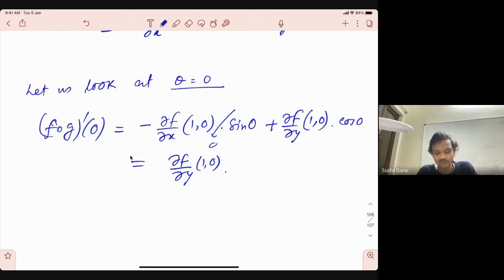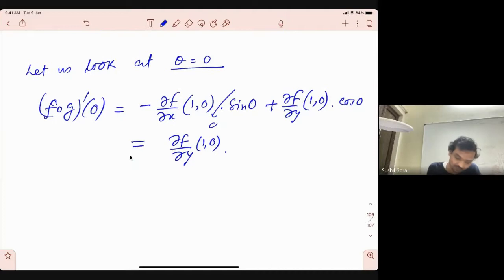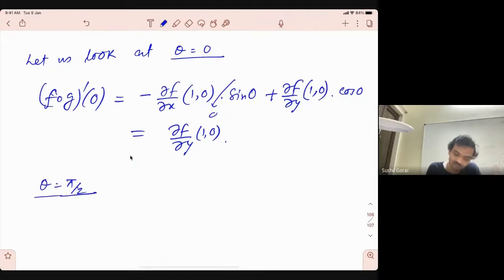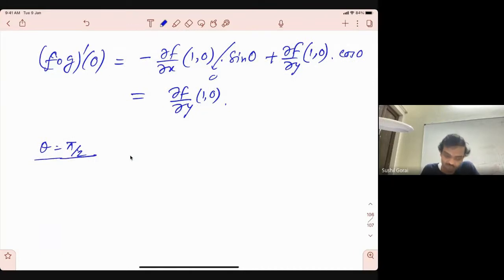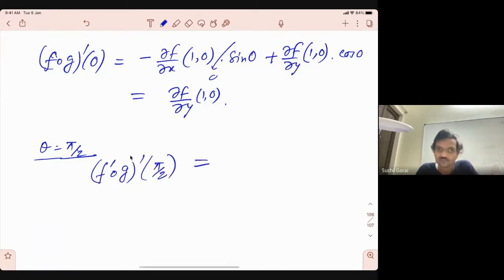Yeah. Now if you look at theta equal to pi by 2, you can evaluate this one similarly. So what will this be at theta equal to pi by 2? Yeah, Soikat, can you tell me?